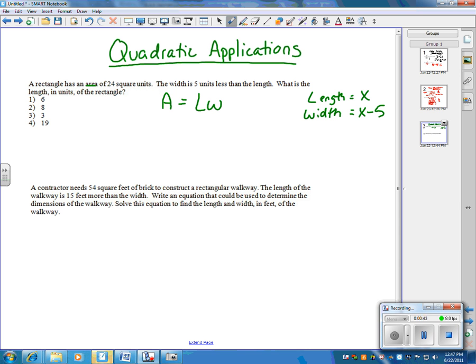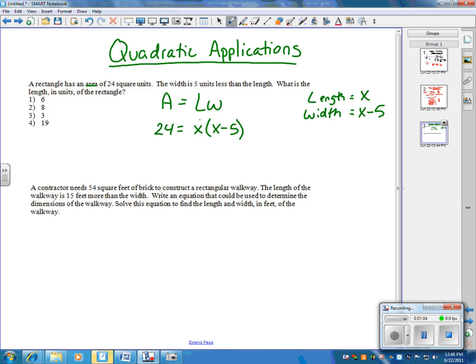Now it says they want the length in units of the rectangle. So the area is 24, length is x, and width is x minus 5. We're multiplying that. So we got a lot of work to do right here. But it's not going to be impossible. We're going to get through it.